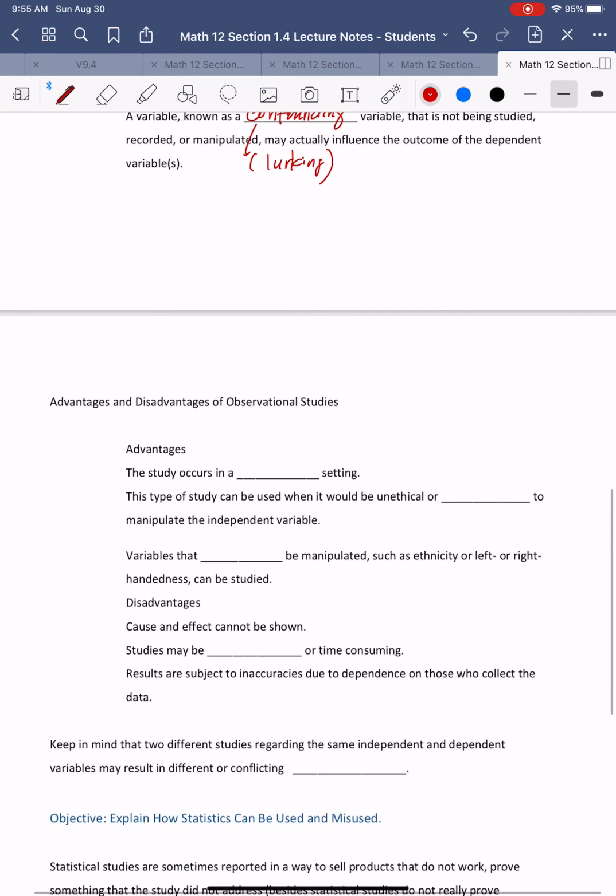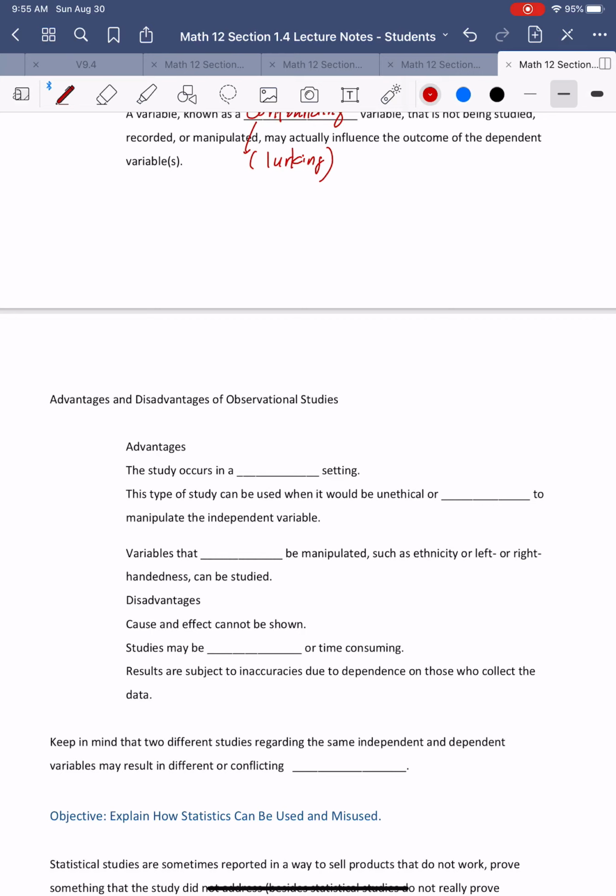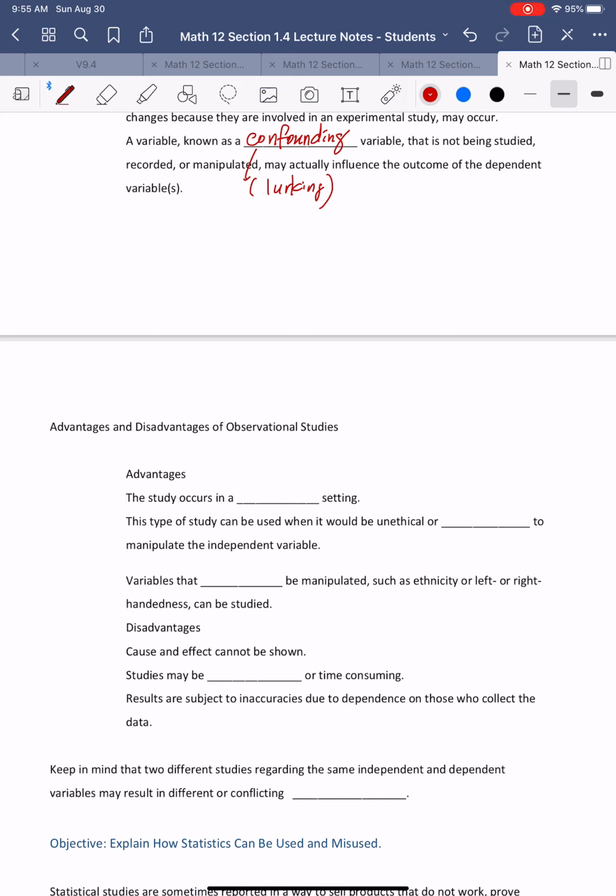Now the advantages and disadvantages of the observational study this time. Okay, so the advantage for observational studies is a natural setting. Experimental was not a natural setting, but observational is. You just need to watch. This type of study can be used when it would be unethical or dangerous to manipulate the independent variable, because you just watch, right?